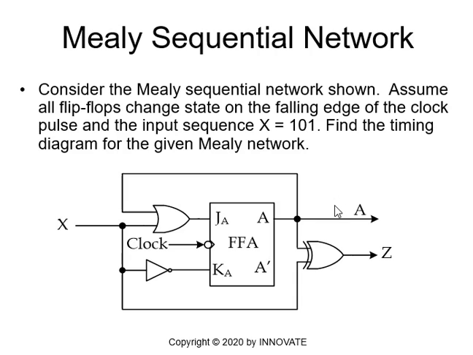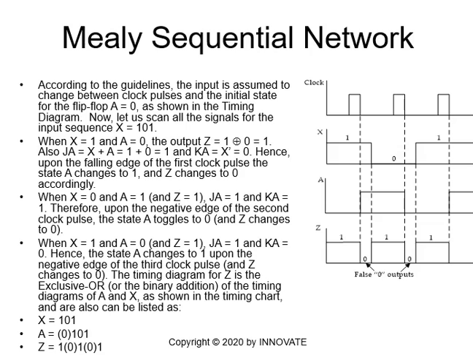This network is Mealy because Z is X dependent. It is dependent on the input X. So Z is A exclusive or X, and JA is A or X. KA is X prime or X, or not X. Okay, so we know all the values from the network of the excitations for the flip-flop A and the output Z. Now we can analyze the network as follows.